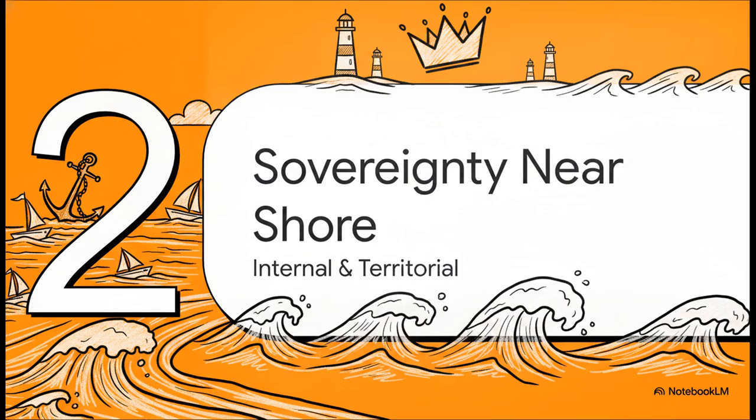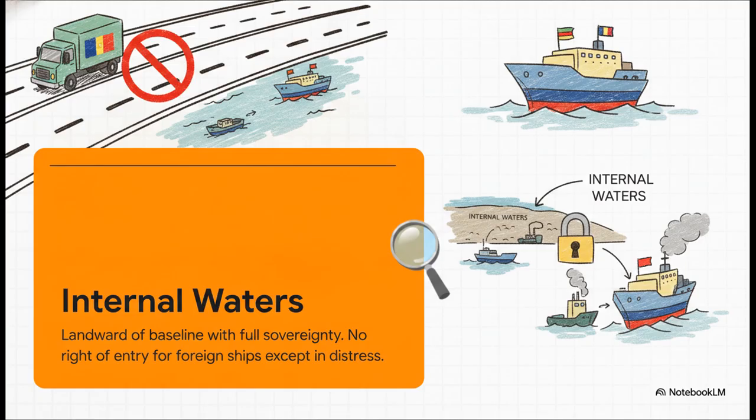Part 2, sovereignty near the shore, internal waters and the territorial sea. Imagine a foreign commercial truck trying to just merge onto your country's domestic highway system. It absolutely cannot do that without going through border control and getting legal permission, right? Well, the exact same concept applies to the waters immediately against the coast, places like ports, harbors, bays, and rivers. These are formally defined as internal waters. Because they sit landward or inside the baseline, the coastal state enjoys full sovereignty here. The rule is strictly applied. These waters are legally identical to land territory. Foreign ships have absolutely no right of entry without permission unless they are in severe, immediate distress.